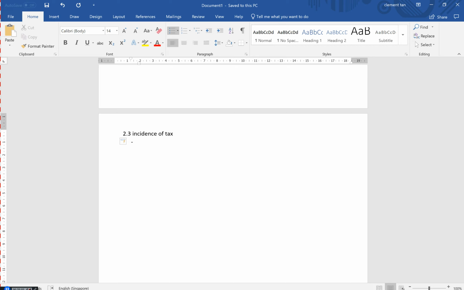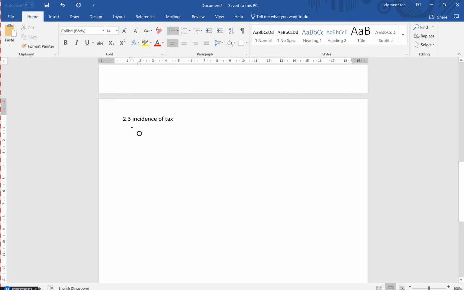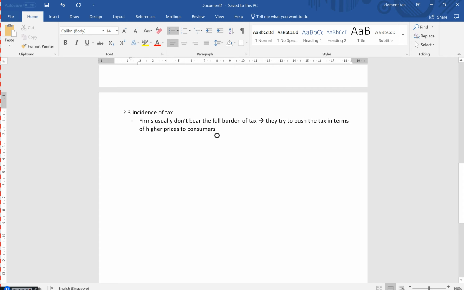It's very important to talk about the burdens of tax. Firms usually don't bear the full burden of the tax. They try to push the tax in terms of higher prices to the consumers. But how much can they push?